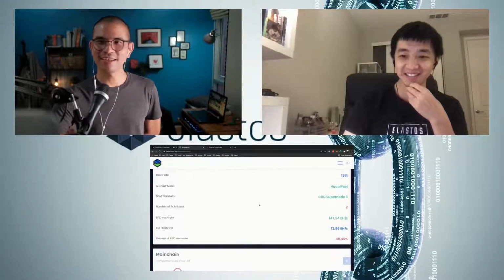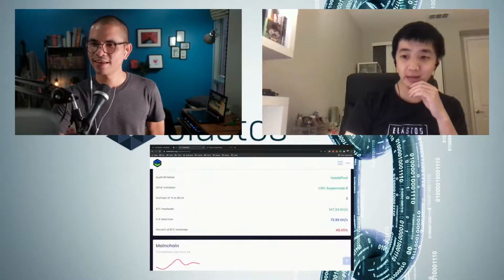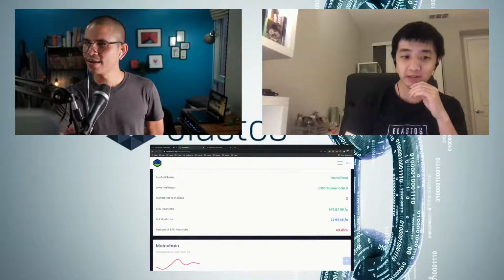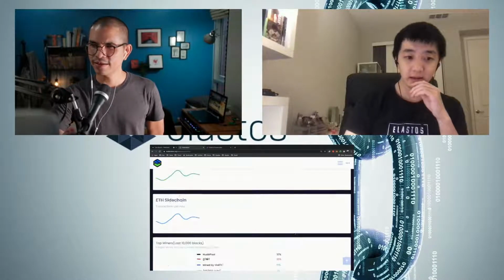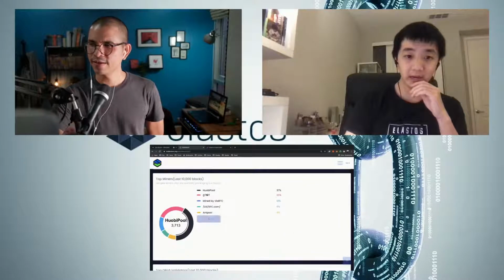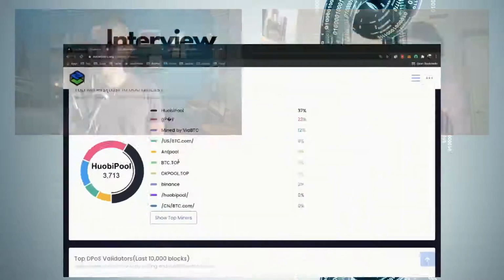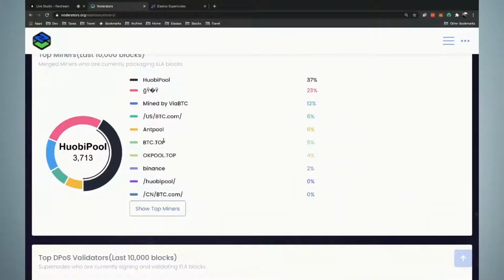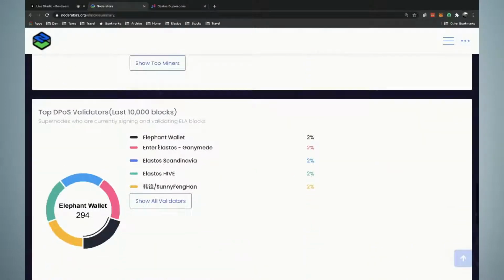You can see that right now we have 49.45% of the Bitcoin hash rate, which is still pretty high. Sometimes it goes up to 60%. And if you look at the miners, you can see that Huobi pool, Ant pool, BTC top, all of these Bitcoin mining pools mine Elastos too. So we're very secure. We have a lot of that built in.